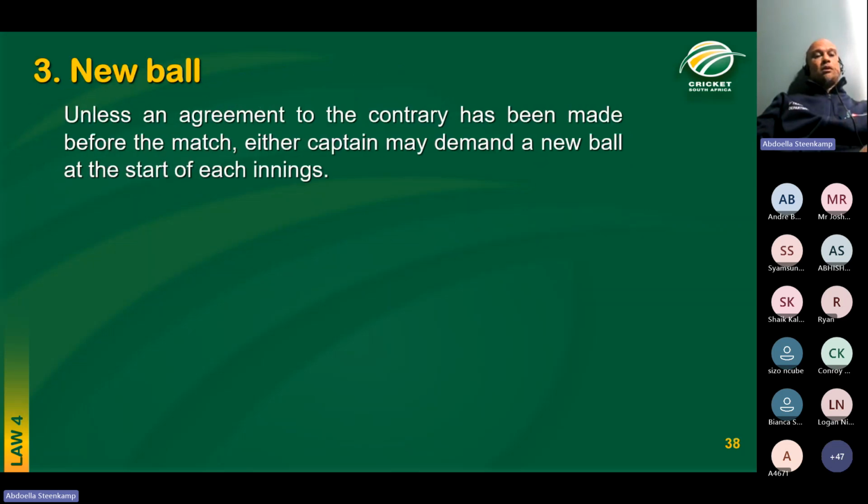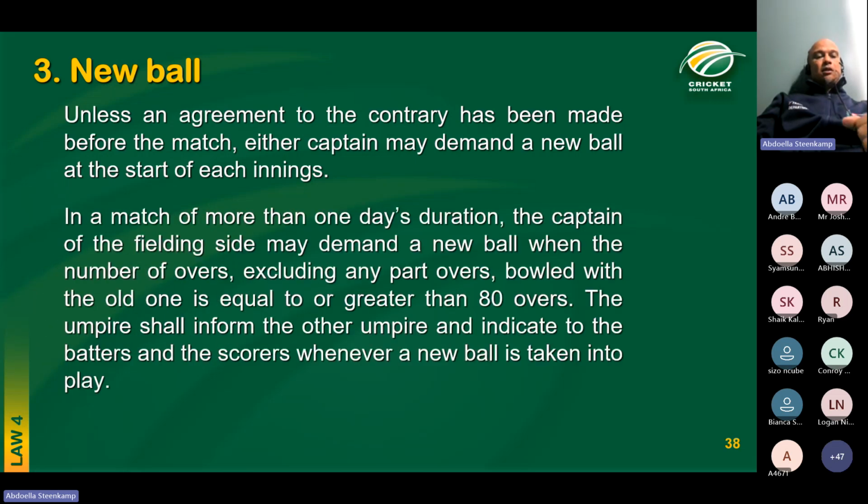So when it comes to a new ball, law tells us either captain may demand a new ball at the start of each innings. So in more day cricket, the law allows for a second new ball to be used, and that is after 80 overs has been bowled. The option is there for the fielding captain to take a new ball after 80 overs. Does not have to, but the option is there to take a new ball after 80 overs. And if the fielding captain does decide to take up the option to take a new ball, umpire then to indicate to the batters that a new ball has been taken, and also to inform the scorers that a new ball has now been taken.